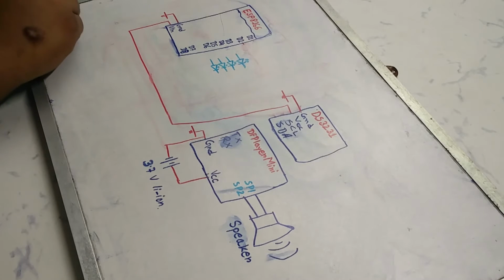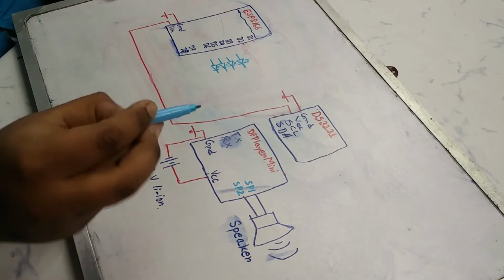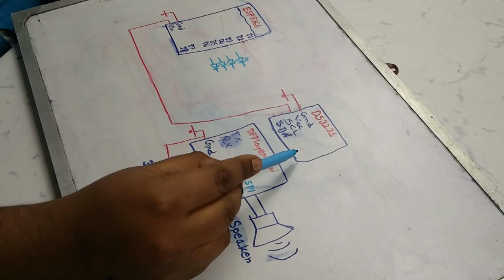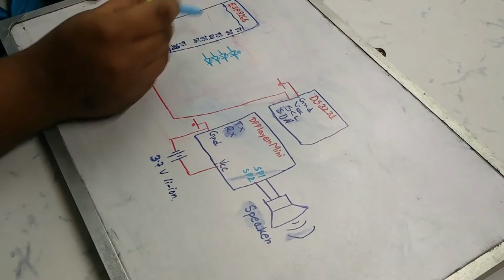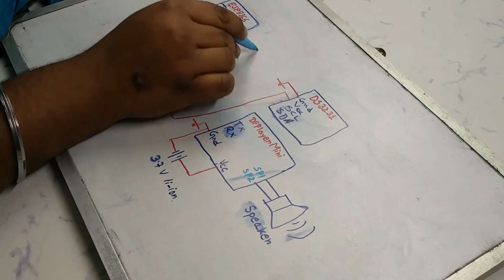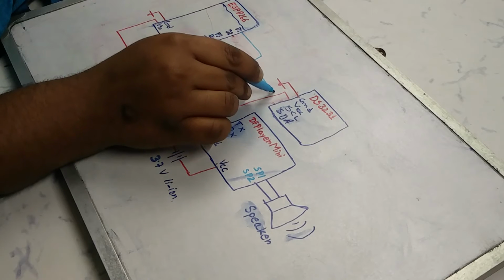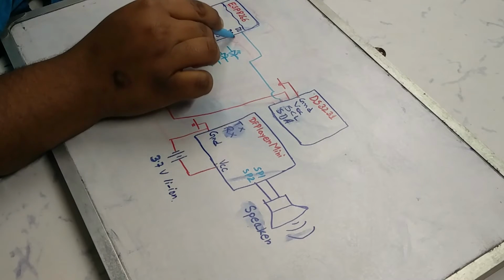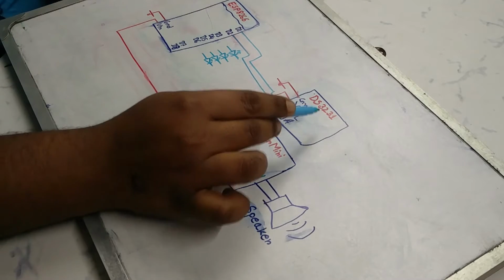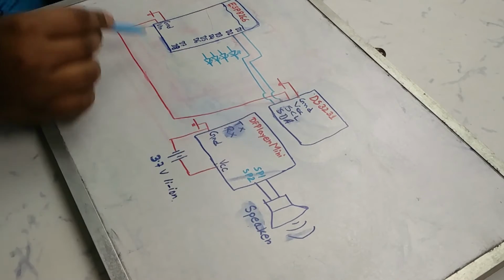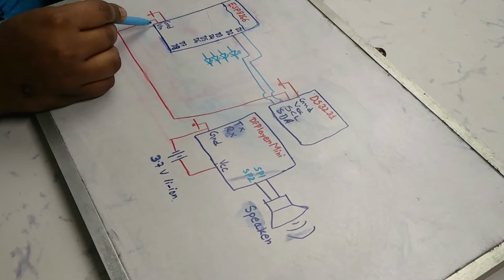Now let's take a look at the circuit. The RTC module DS3231 communicates via I2C communication. So D1 is connected to the SCL pin and D2 is connected to the SDA pin. I will power this DS3231 module via a 5-volt power supply.